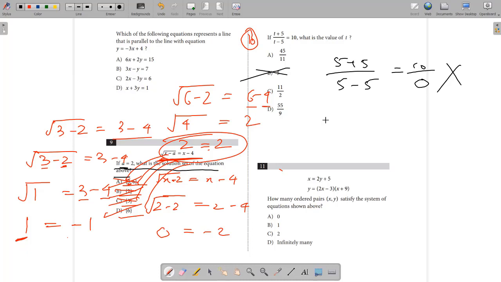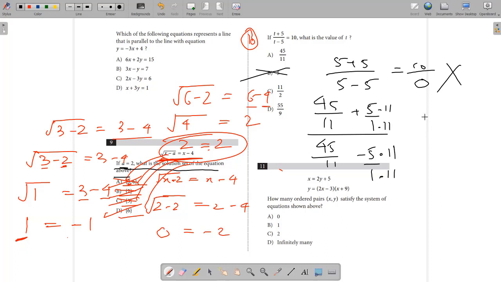A, 45 divided by 11. So 45 divided by 11 plus 5, over 45 divided by 11 minus 5. So we're having 5 over 1 here, and we want to make the denominator the same, so multiply by 11 to numerator and denominator. Same thing we will do in the bottom. It's like 1 multiplying 11 in the numerator and denominator. So we'll get 11 as a denominator and 45 plus 55, because 5 times 11 is 55, right? Wait. 45 plus 55 is how much?